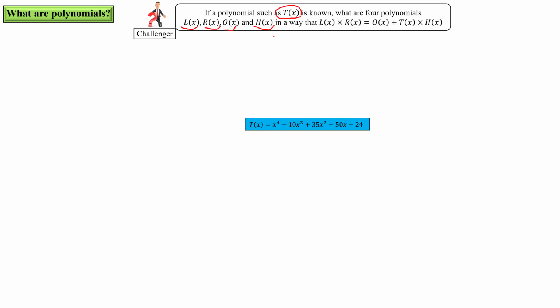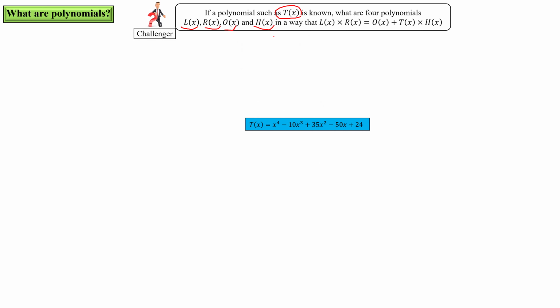So here the polynomial t of x is x to the power of 4 minus 10 x to the power of 3 plus 35x² minus 50x plus 24. So maybe at first glance you ask that this is not a meaningful puzzle, right? Finding four polynomials to satisfy an equation doesn't mean much, right? But in the next lecture, you will see why such a puzzle is important, and it is actually one of the core bases of the Groth16 ZKP system.